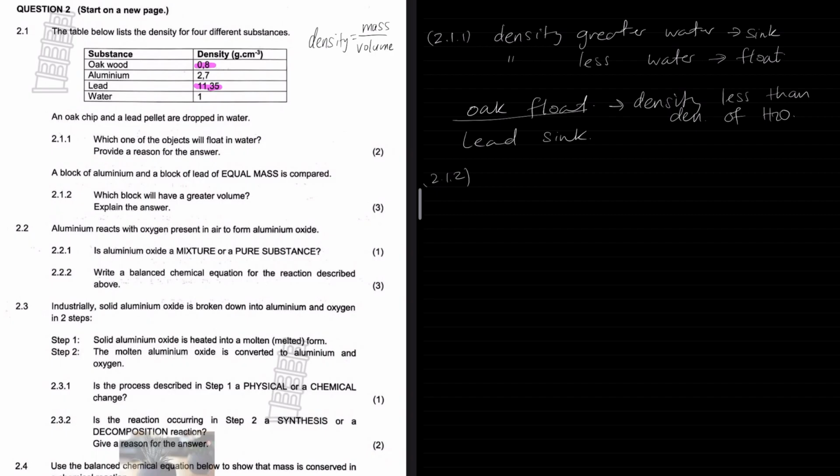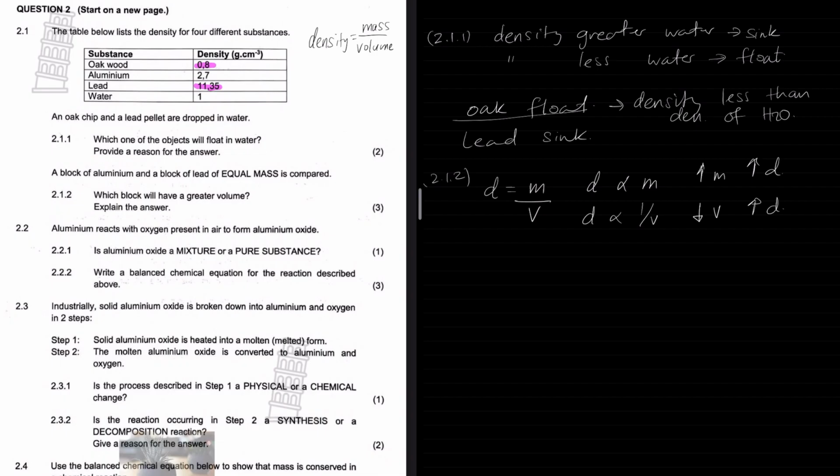Okay, question 2.1.2. A block of aluminium and a block of lead of equal mass is compared. Which block will have a greater volume? So now here we have to just take a look at the formula. Density is equal to mass divided by volume. And from here, we can get a relationship. We can get that density is directly proportional to mass, and density is inversely proportional to volume. Meaning, the greater the mass, the greater the density, or the smaller the volume, the greater the density.